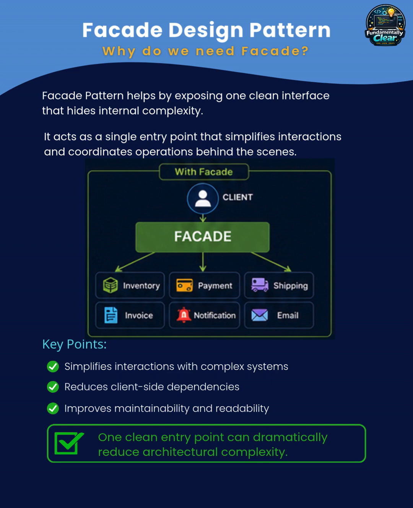So what's the solution? The facade pattern says, expose one clean interface that hides the internal complexity. Instead of clients talking to 6 services, they talk to one, the facade. And the facade handles everything behind the scenes. It simplifies interactions with complex systems. Your client code goes from 6 service calls to 1 method call.